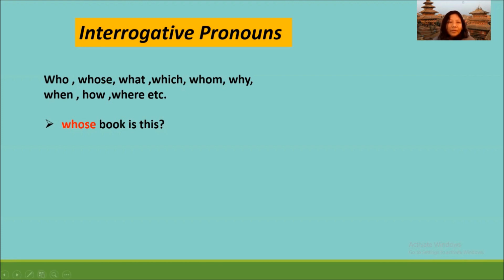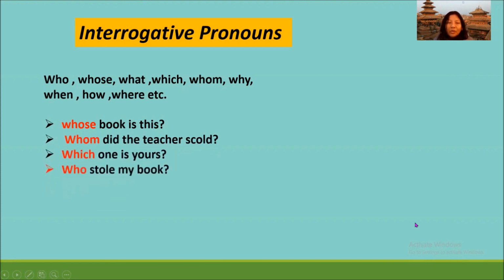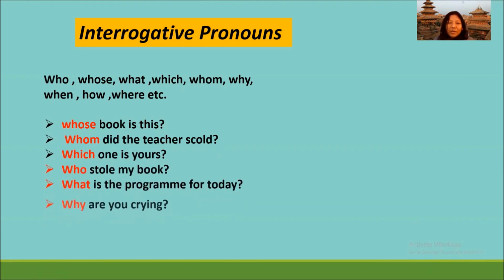For example, here: Which book is this? Whom did the teacher scold? Which one is yours? Who stole my book? What is the program for today? Why are you crying? And how old are you? So in these sentences, which, whom, who, what, why, how are used to what? To ask questions.